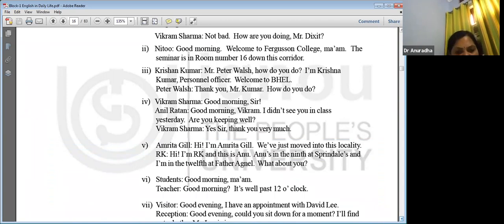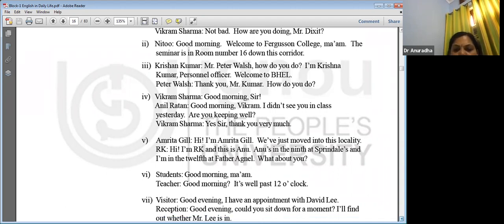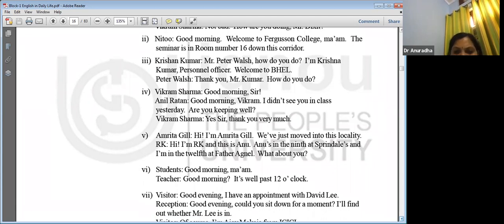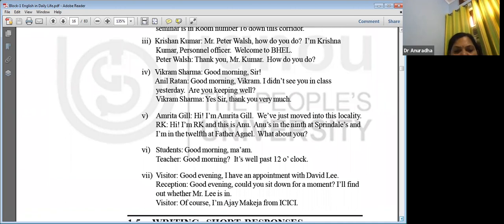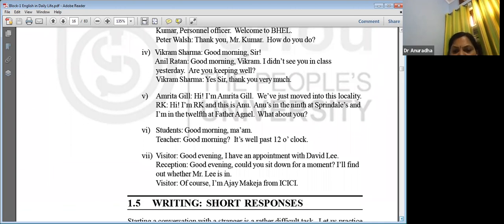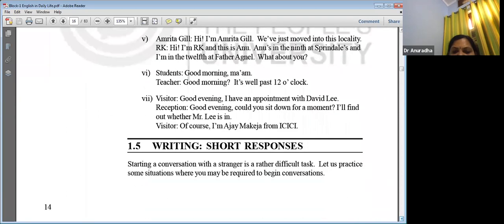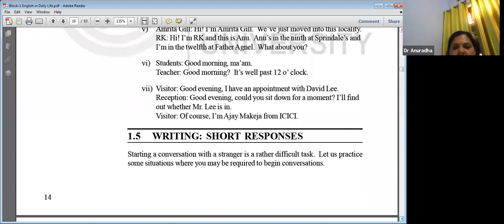Amrita Gill: Hi, I am Amrita Gill. We have just moved into this locality. RK: Hi, I am RK, and this is Anu. Anu is in the ninth at Springdale's, and I am in the 12th at Father Angel. What about you? Student: Good morning, ma'am. Teacher: Good morning. It is well past 12 o'clock. Visitor: Good morning, good evening. I have an appointment with David Lee. Reception: Good morning. Could you sit down for a moment? I'll find out whether Mr. Lee is in. Visitor: Of course, I am Ajay Makeja from ICC.